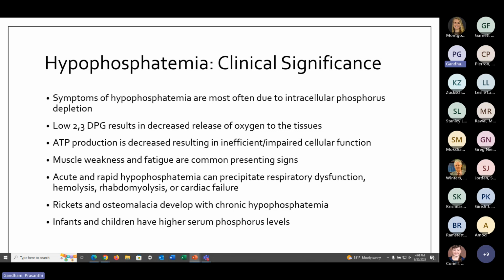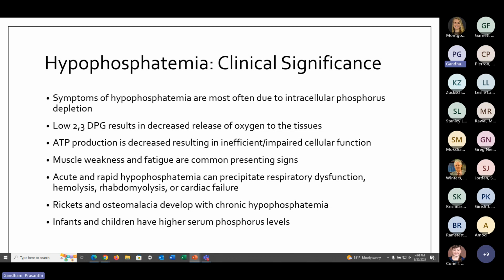You also have impaired ATP production, resulting in inefficient and impaired cellular function. And so as a result, common presenting signs of hypophosphatemia are muscle weakness and fatigue. When there's an acute and rapid drop in phosphorus levels, this can precipitate respiratory dysfunction, hemolysis, rhabdomyolysis, or cardiac failure. With more chronic or indolent hypophosphatemia, rickets and osteomalacia develop.